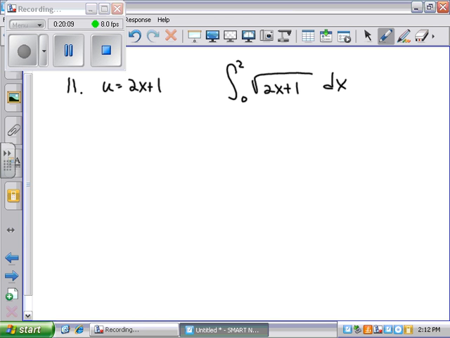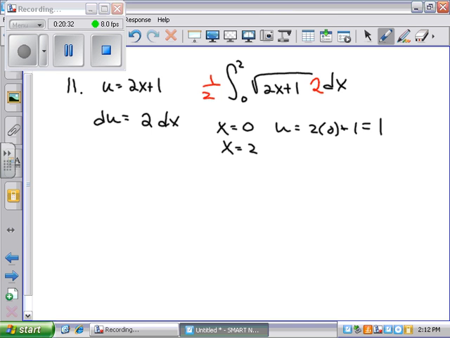Did you guys take care of putting the du business? You need to have du in there. Did you do that yet? I just put the half in front. You need the 1. Yeah, we'll write that out. So when x equals 0, u equals 2 times 0 plus 1, or 1. When x equals 2, u equals 5.